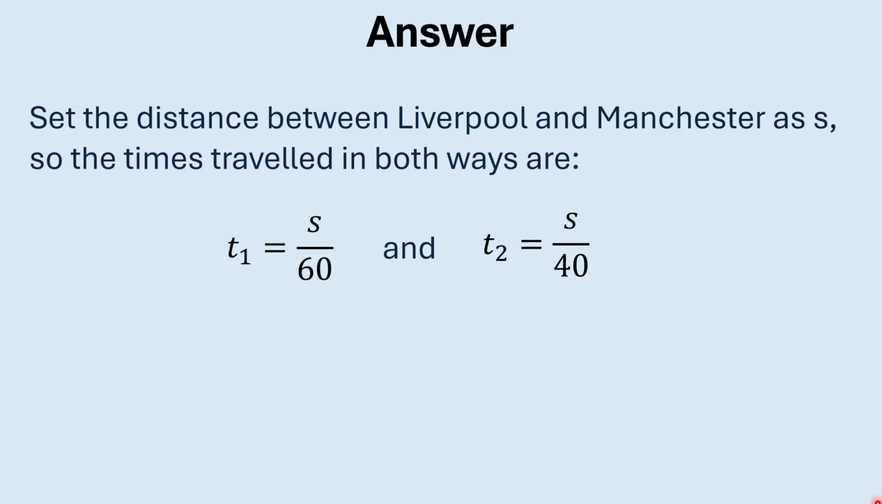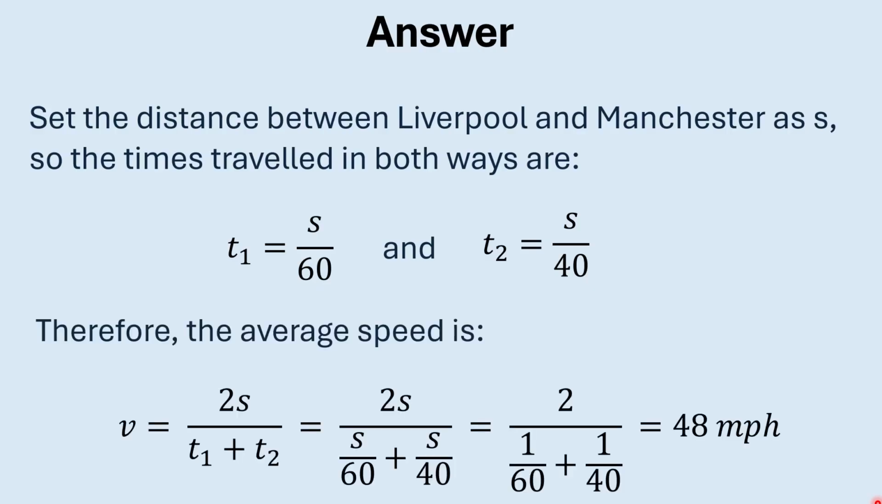So the time traveled in both ways: the time from Liverpool to Manchester, T1, is equal to s divided by 60, and the time from Manchester back to Liverpool, T2, is equal to s divided by 40. So the time is equal to distance divided by the speed. When we want to calculate the average speed for the whole journey, we need to use the total distance divided by the total time.